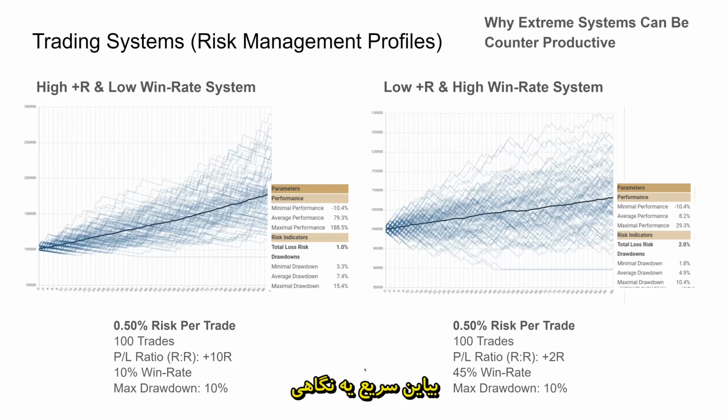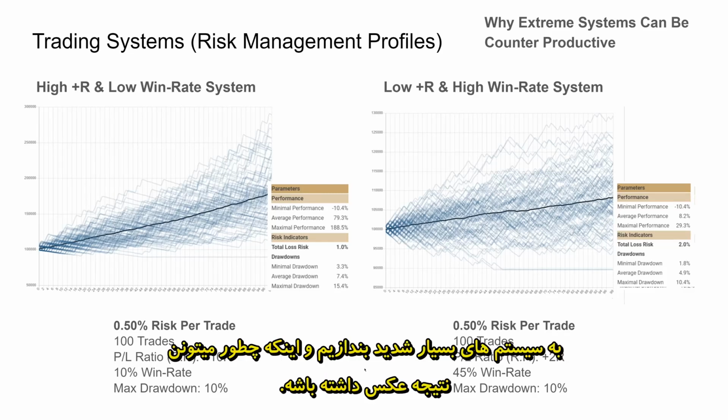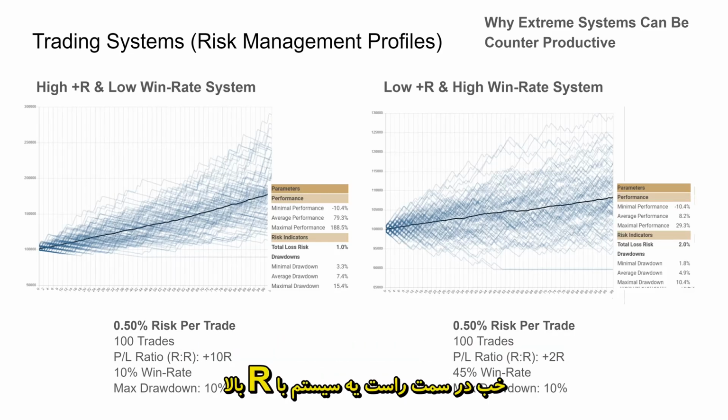So let's quickly look at extreme systems and why they can be counterproductive. On the left, we have a high R system with a low win rate, right? So 10 R on average when we're winning, but a 10% win rate. And then on the right, we have a low R system with a relatively high win rate. On the right, we actually have something that's representative of a lot of retail strategies.